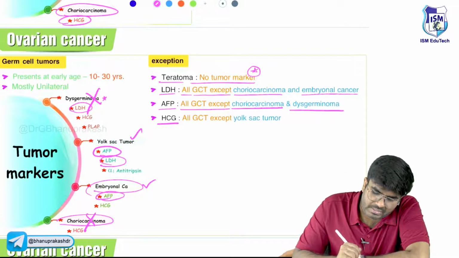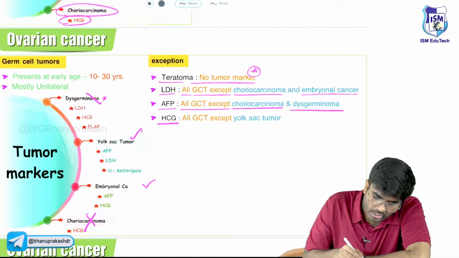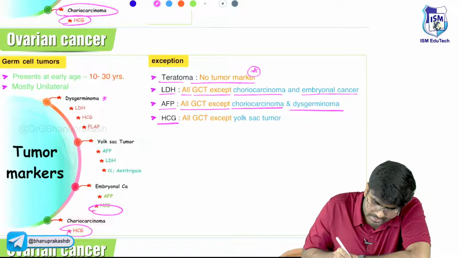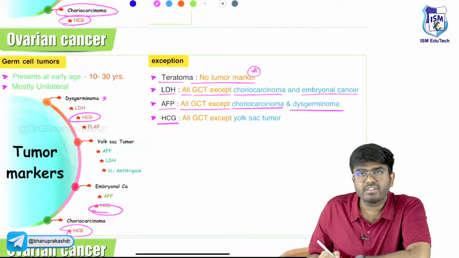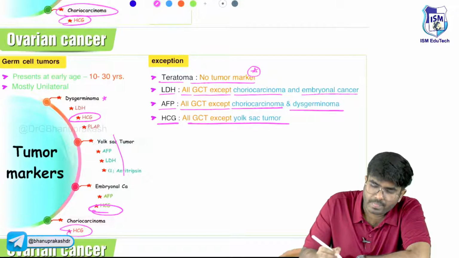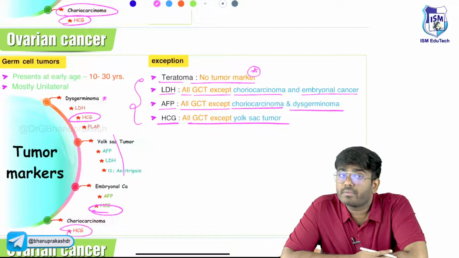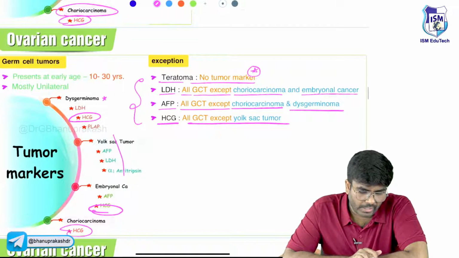Now, HCG. HCG is seen in all except the yolk sac tumor. It's seen in everything except the yolk sac tumor. These are very important for your exam to identify the kind of tumor the patient is having, so you have to learn them by heart.